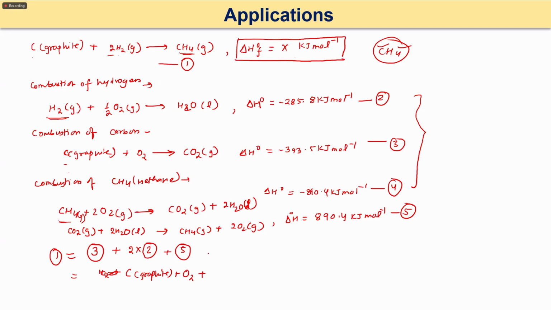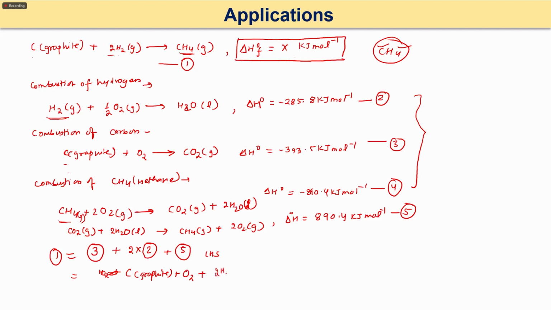This is your left hand side. Okay, this is your left hand side equation I am writing over here. After that I will write the right hand side. Okay, so this will become C graphite plus oxygen, then 2 into equation 2.